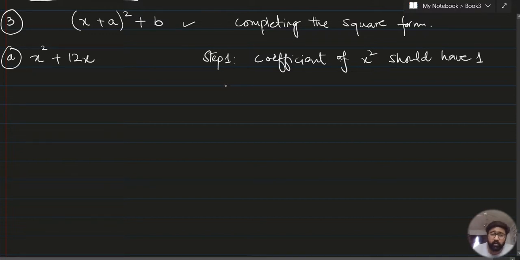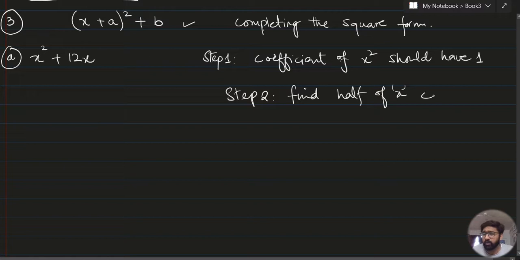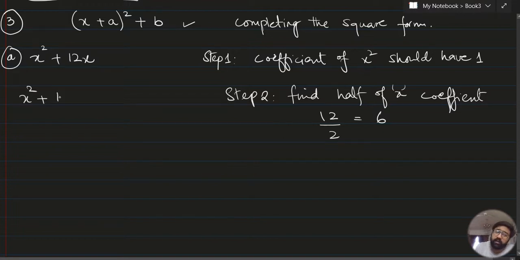Step 2 is to find half of the x coefficient. Whatever the coefficient of x is, you need to find half of it. Since the coefficient of x is 12, we are going to take half of it, and it is going to give us plus 6. So what are we supposed to do with this plus 6? We are going to add the square, and we are going to subtract the square.